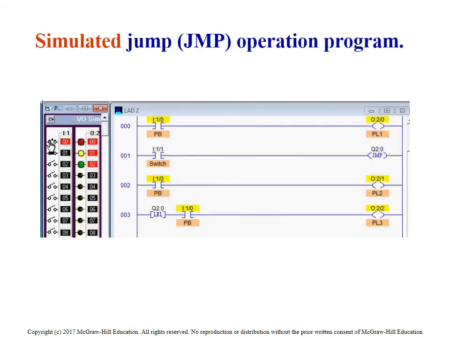Here they're showing an example of exactly how that particular item works. So you hit the jump label, and when it's on, it's going to skip this rung of logic, and when it's off, it's going to run that rung of logic. So, illustrating that.